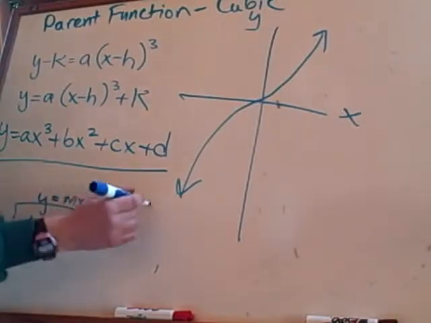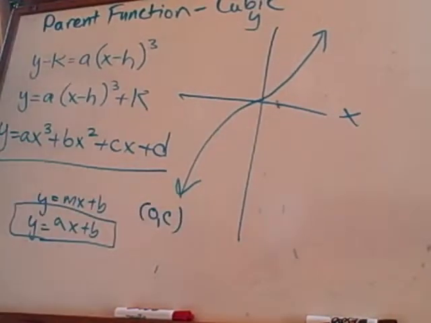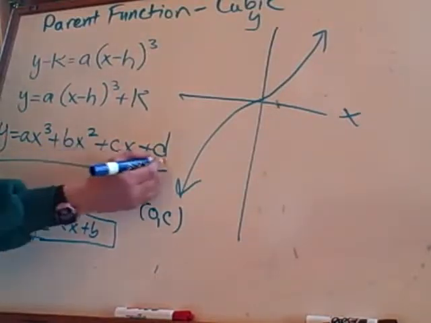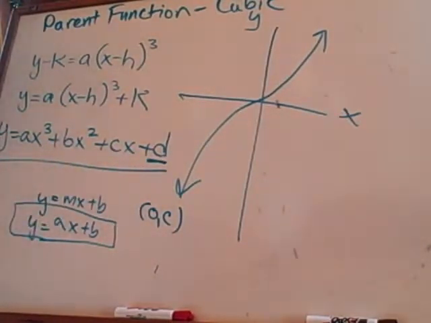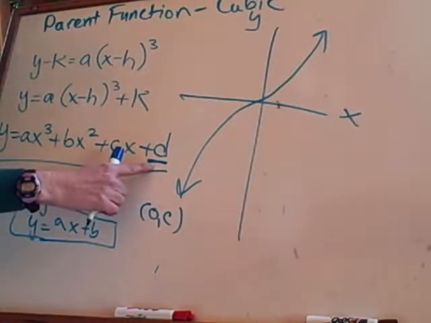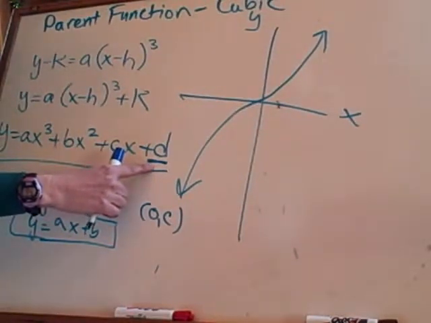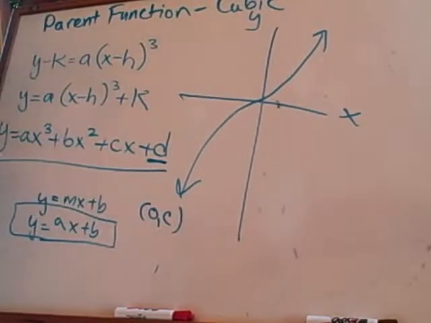Yeah. And it's not always 0 comma c that is your constant. It's whatever's last. In this case your constant would be d. So your y-intercept would be at 0 comma d. Does that make sense as we go along there?